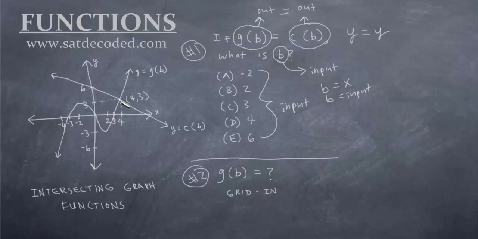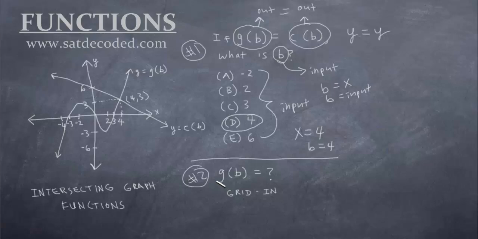So when 3 equals 3, what is the corresponding x value? In other words, what is the corresponding input value? It happens to be 4. So therefore, we've just figured out that x equals 4. And since we know that the x equals our b, we know that b equals 4. So that's our answer.